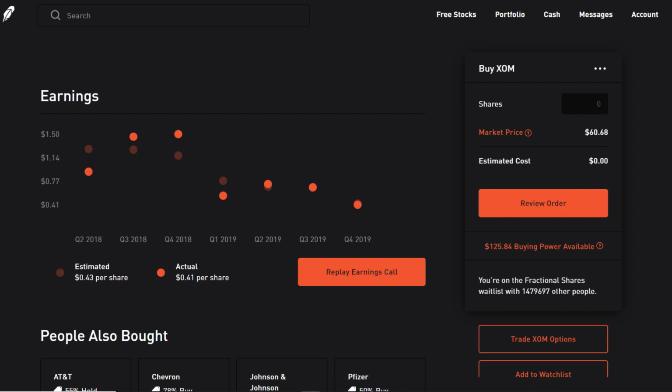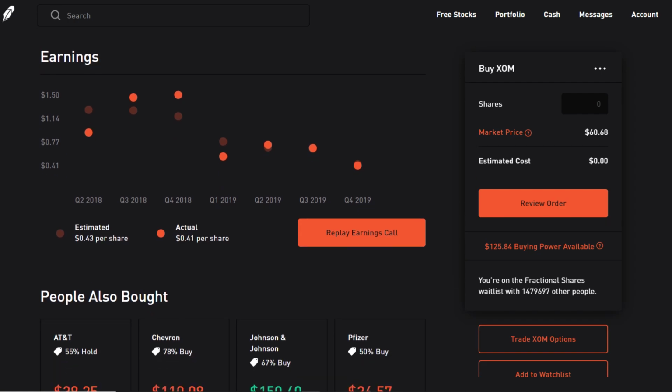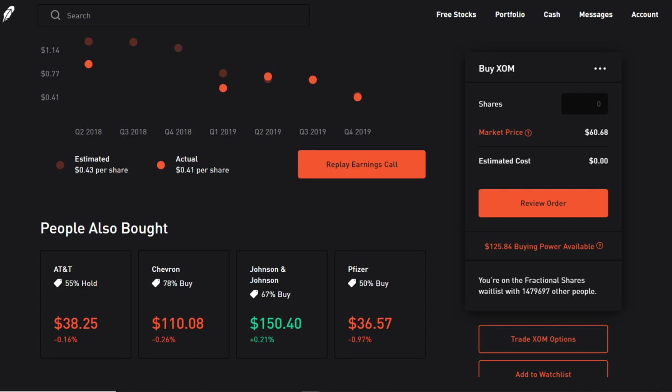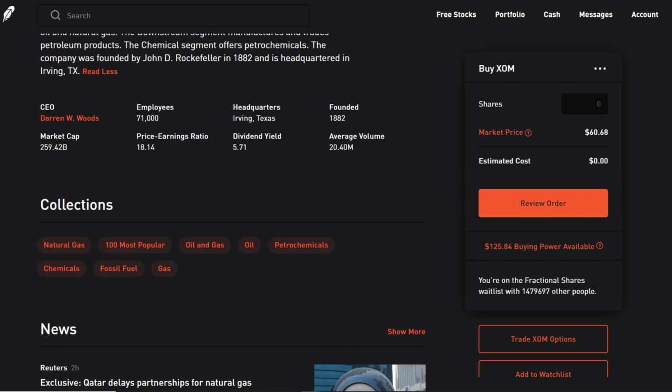On top of that, over here to the right, you can replay their earnings call too, which earnings calls are essential to listen to with stocks, so definitely keep an eye on that. And then we have a related tab at the very bottom here. It'll tell you stocks that are related to that, or "people also bought" is what they'll call it. So stocks similar to it.